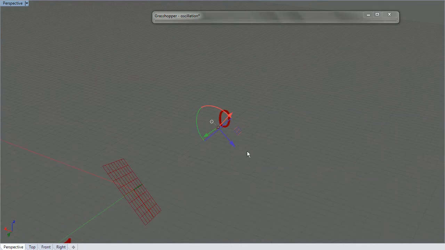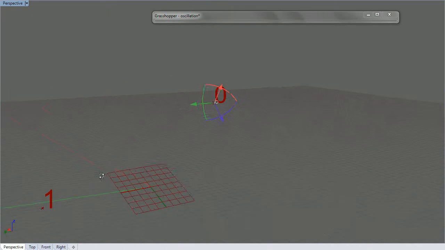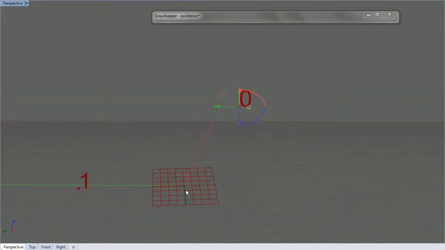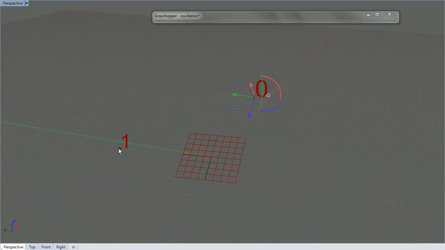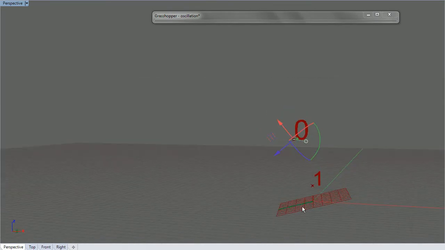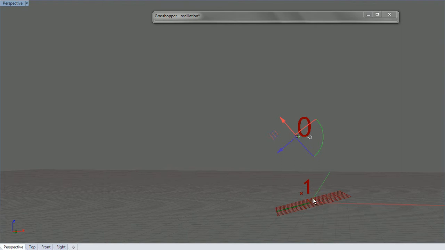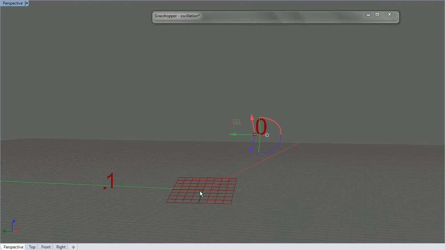But when we pass in an x-axis, it is now rotated. So now it's making the x-axis more important than the normal. You can see that now it's pointing to the x-axis and making the normal, it's still going off in the direction it should be, but it's not pointing directly to the normal.